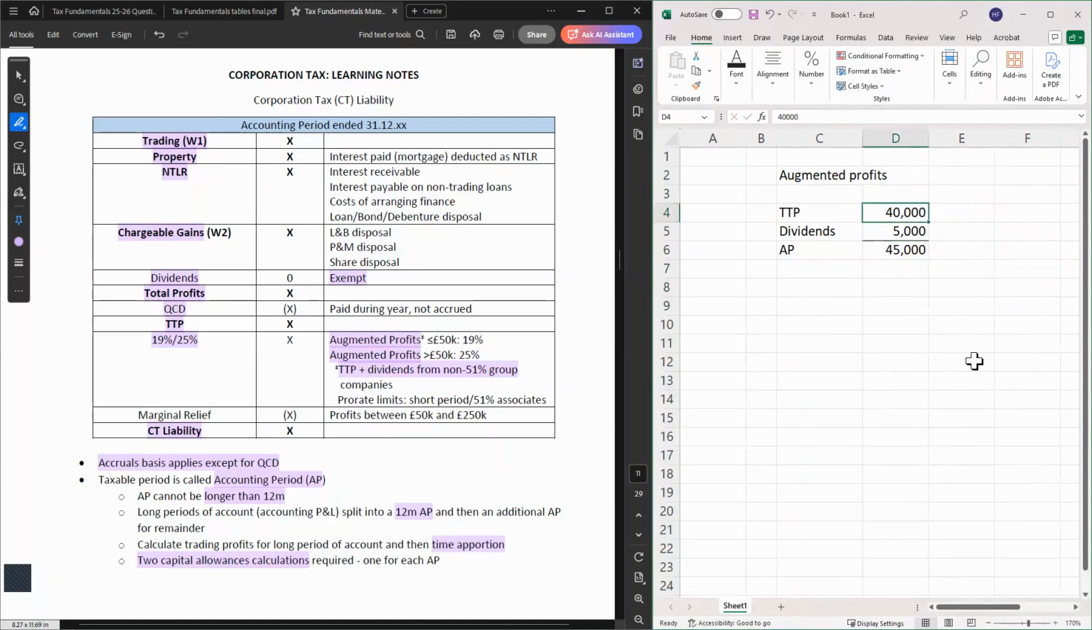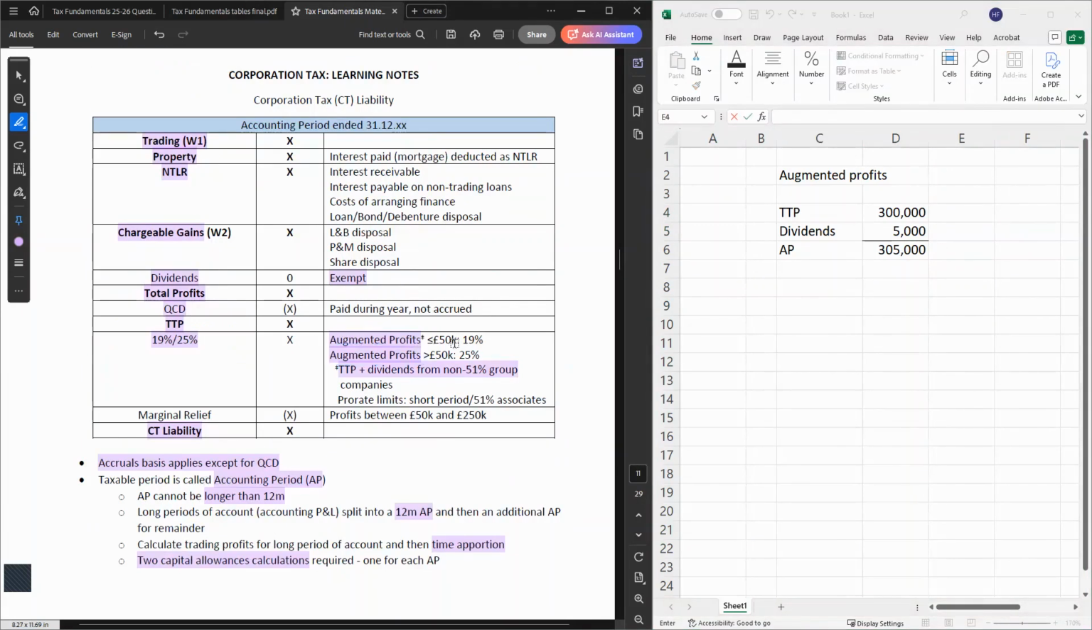So let's now assume that our total taxable profits are £300,000 and our dividends are still £5,000. We can see that if augmented profits are greater than £50,000, the rate will be 25%. So that would therefore mean that £300,000 will be taxed at 25%. Total taxable profit. So here we would have a tax liability of £75,000.